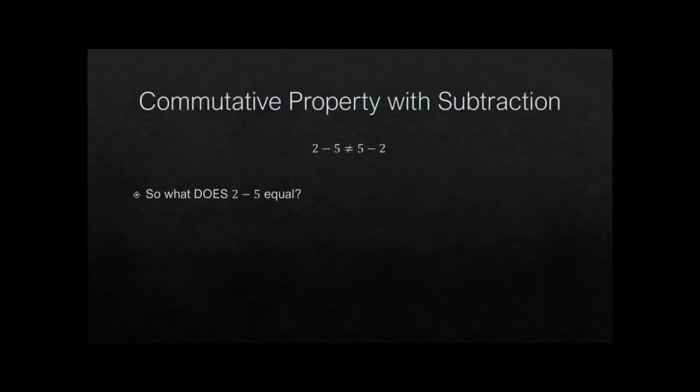So if we were looking at, say, subtraction, 2 minus 5 gives you -3, but that's not the same thing as 5 minus 2. 5 minus 2 is +3. So with subtraction, you can't flip the order. It actually matters. With addition, it didn't matter, but it does matter with subtraction. So that's why we don't have a commutative property with subtraction.